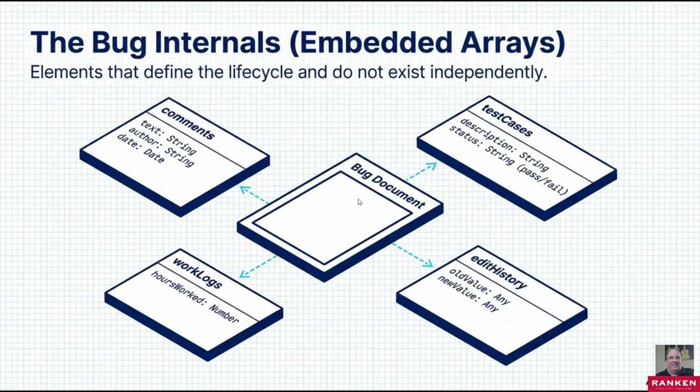All right. So this talks about the bug internals. You have a lot of embedded arrays here. It's going to be part of this ERD design. Here's a bug document in the middle, and the bug document is going to have some embedded test cases, edit history, work logs, and comments. Now, it's okay if you'd rather create these comments as separate entities. Any of these, edit history, work logs, can be created as separate entities, okay? That's up to you.